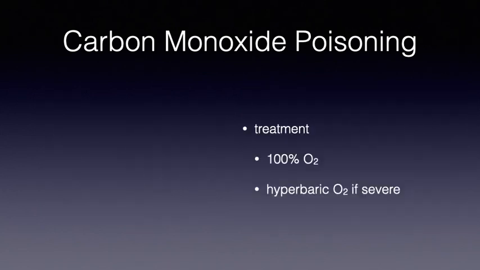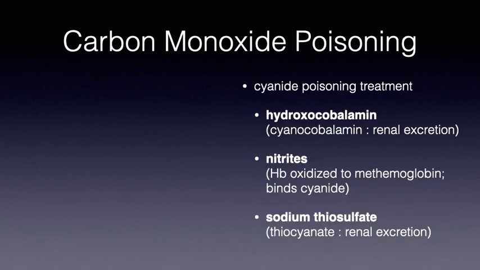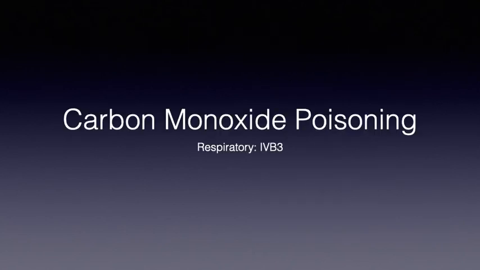Treat carbon monoxide poisoning with 100% oxygen. In severe cases, we may use hyperbaric oxygen. For treatment of cyanide poisoning, the themes are 1. Chemically grab the cyanide, and 2. Excrete renally. Treatments include hydroxycobalamin, nitrites, or sodium thiosulfate. Okay, that's it for this one.